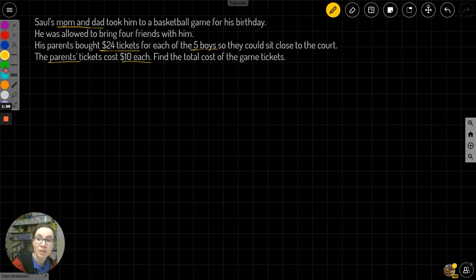Well, the first thing we need to do is write out our equation. And we are having 24 tickets for each of the 5 boys. Now, I could do 24 plus 24 plus 24 plus 24. Or I could do 24 times 5. And the parents is going to be 2 times 10. And they're being added together because we're trying to find the total cost. So that's going to be plus. And now we have an order of operations expression to solve.